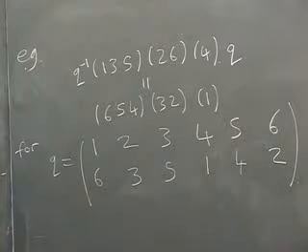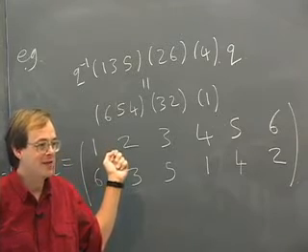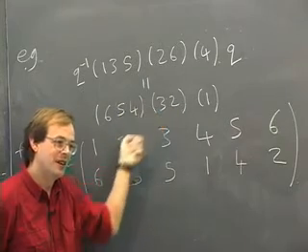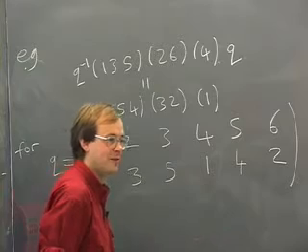if all the cycles are different lengths. So if I had 2 cycles of the same length, there would be some ambiguity about which of those cycles I was going to. Do you see what I'm saying?